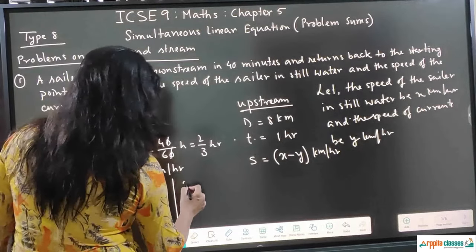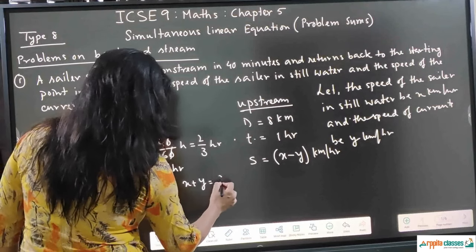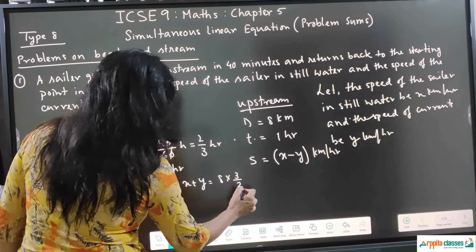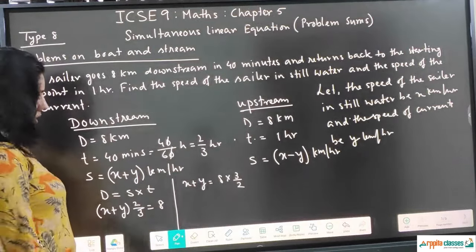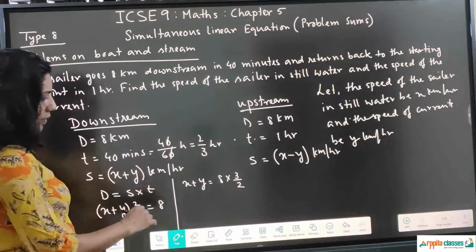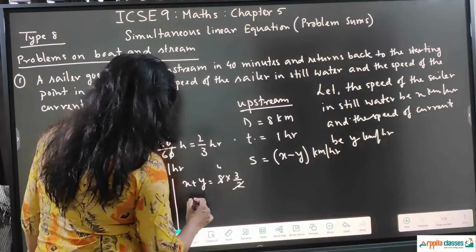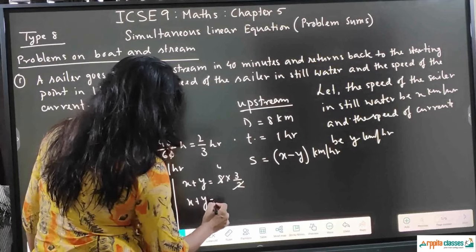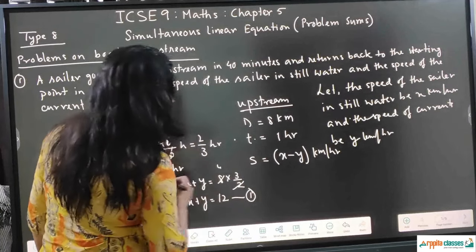Let us simplify this. x plus y is equal to 8 into 3/2. The 2/3 goes to that side, so it is division, so I just reversed it. 2 fours are 8, so 4 into 3 gives 12. Here we are getting x plus y is equal to 12. This is my first equation.